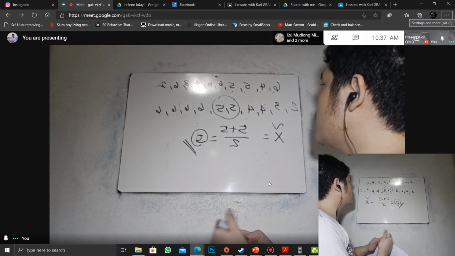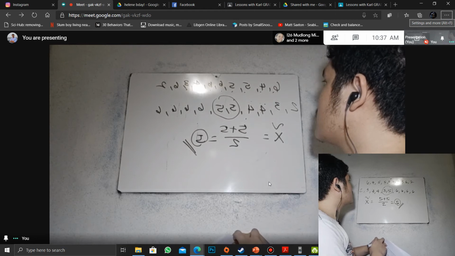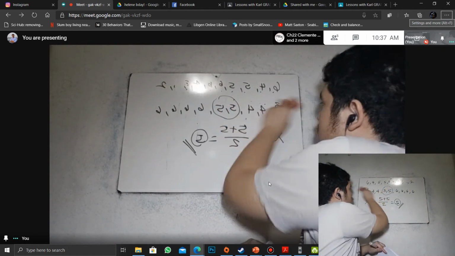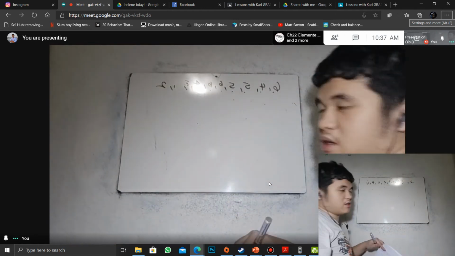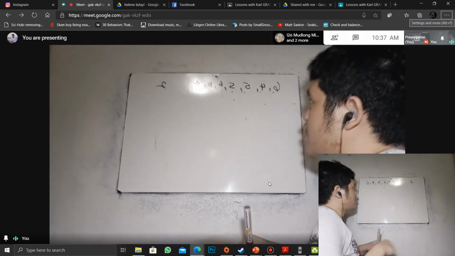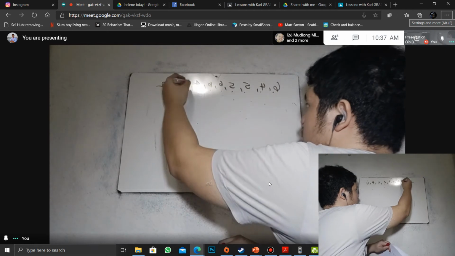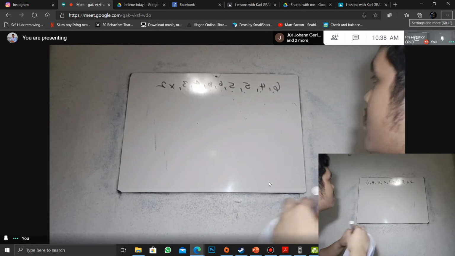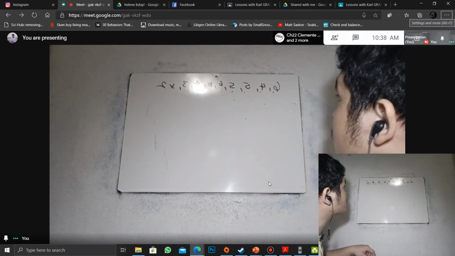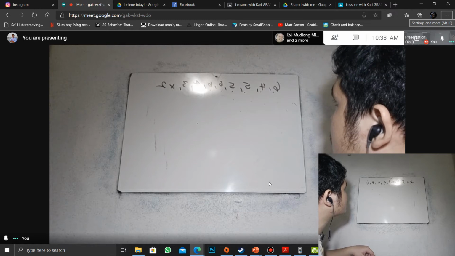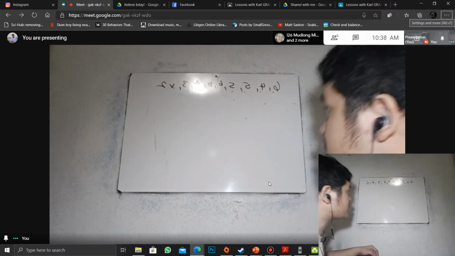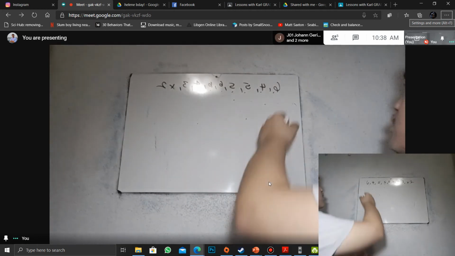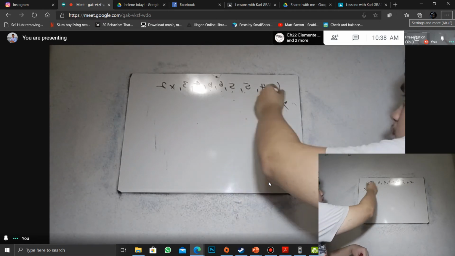Diba, tatlo na yung 6 natin as of now. Examine natin yung data. Tatlo na yung 6. So, from the choices here, ano lang yung pwede? Sige, if x equals 2, 6 pa rin yung mode, di ba?